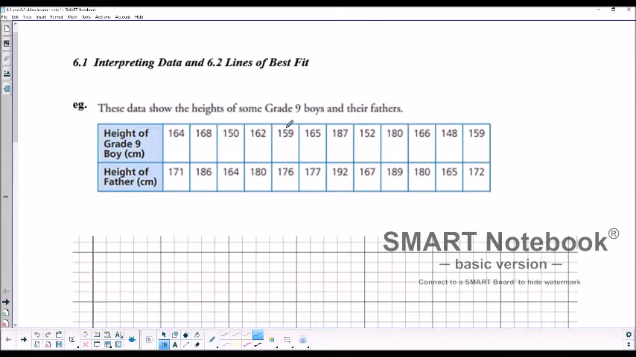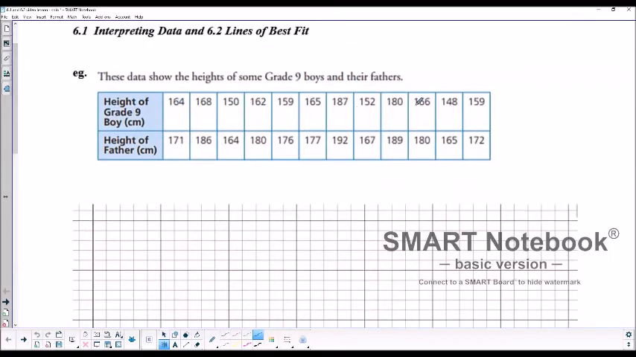Okay, so here we've got some data of some grade 9 boys and their fathers, their heights, and they're all in centimeters. In a horizontal table, the top row is generally the independent variable, and the bottom row is the dependent variable. In the vertical table, the left-hand column is independent, and the right-hand column is dependent. So they're always set up in the same way.